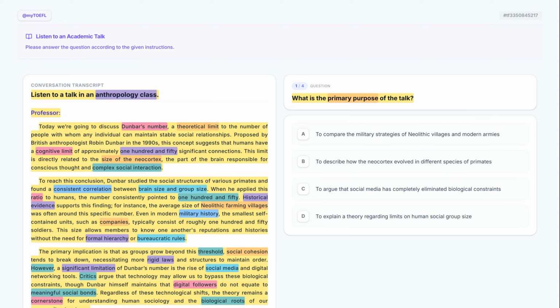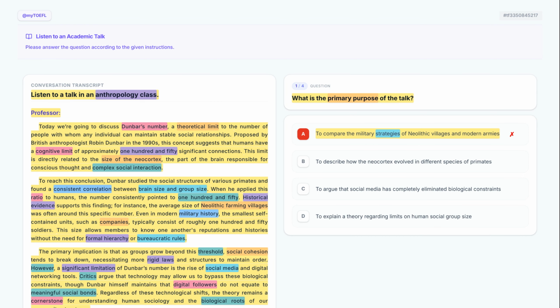Let's analyze option A. To compare the military strategies of Neolithic villages and modern armies. This option is too narrow. While the professor mentions military history and Neolithic villages, she does not focus on comparing their strategies.